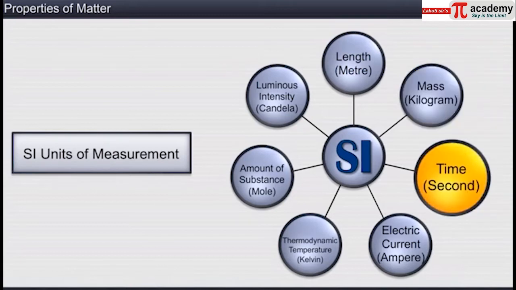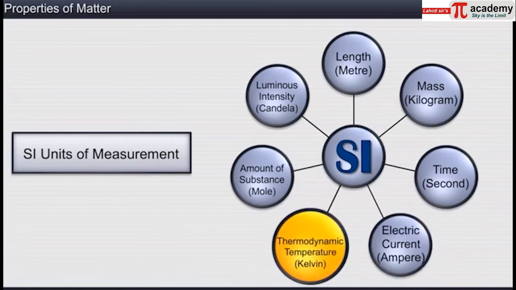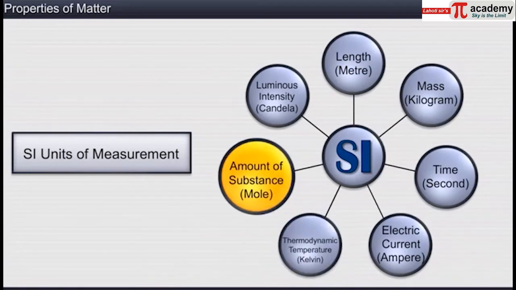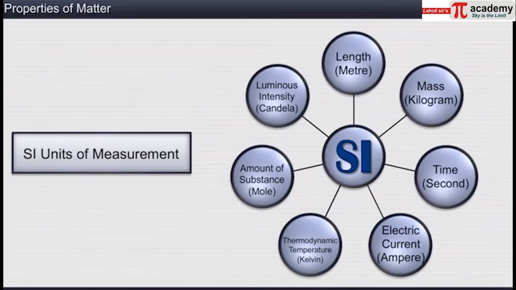time measured as second, electric current measured as ampere, thermodynamic temperature measured as Kelvin, amount of substance measured as mole, and luminous intensity measured as candela. Let's look at each quantity one by one.